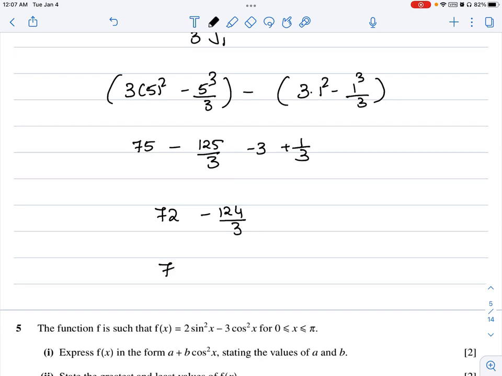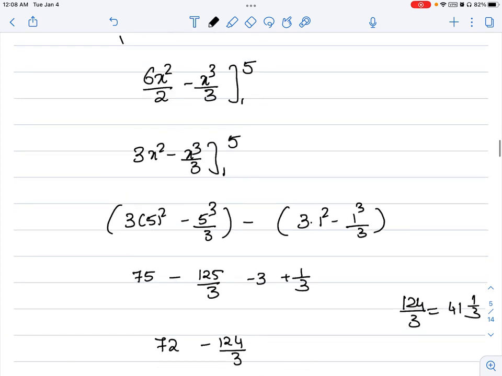So 72 minus 124 upon 3 can be written as 3 times 4, then 141 will give the 123 1 upon 3. So 41 1 upon 3. So this becomes 31 1 upon 3. That is the area under the graph.